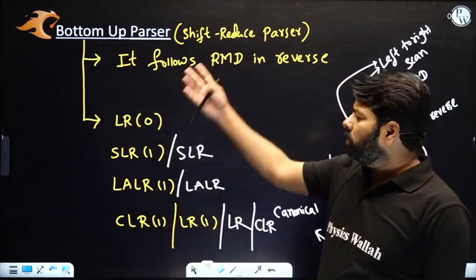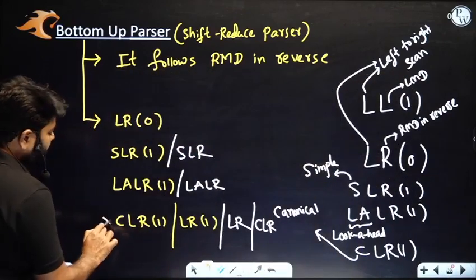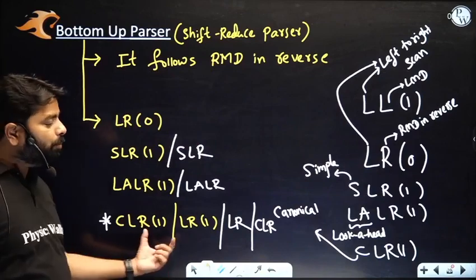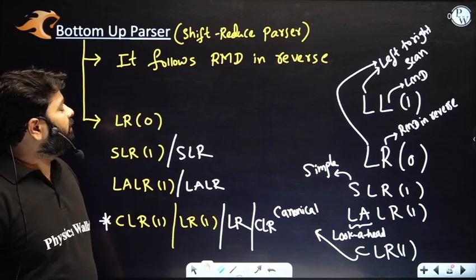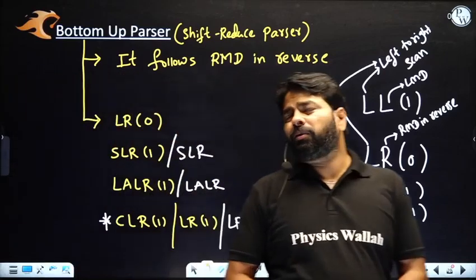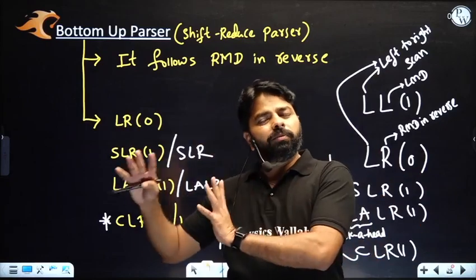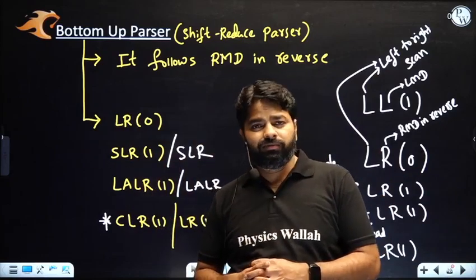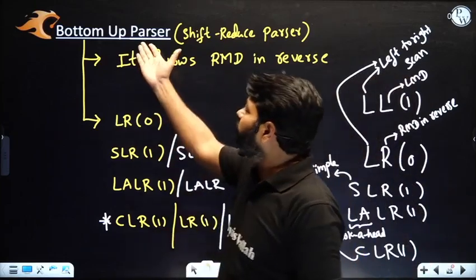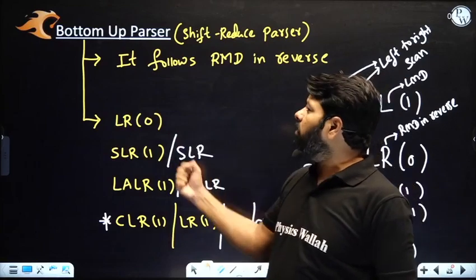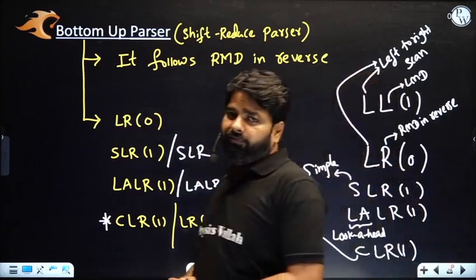In the bottom up parser we also have the operator precedence parser, but this CLR1 is the default parser and it is more powerful compared to the other three parsers here. Now this is about the differences between bottom up and top down parsers. In the top down we use LMD, in bottom up we use RMD in reverse. It was one of the GATE questions also: instead of bottom up parser they asked, the LR parser follows dash, and you should answer RMD in reverse.